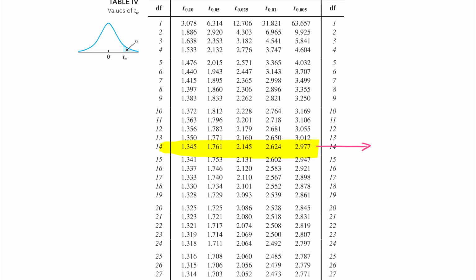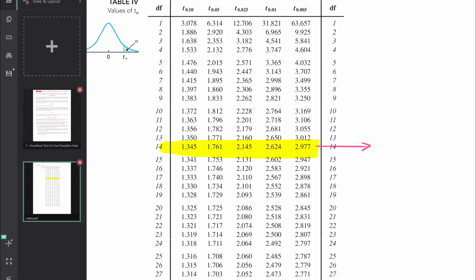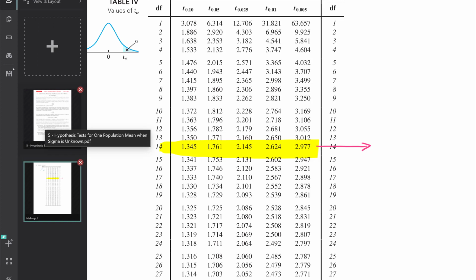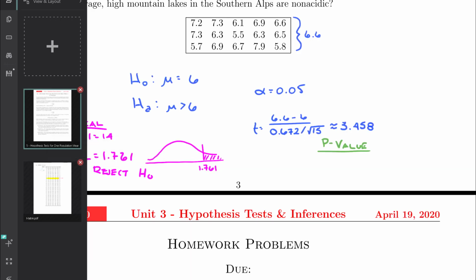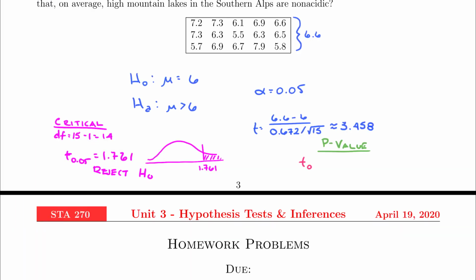So we will assume, for the purposes of this example, that the t value, or the area under the curve, is 0.005. And we know that 0.005 is less than 0.05, which is our significance level. So again, because it's less than, we would reject the null hypothesis.